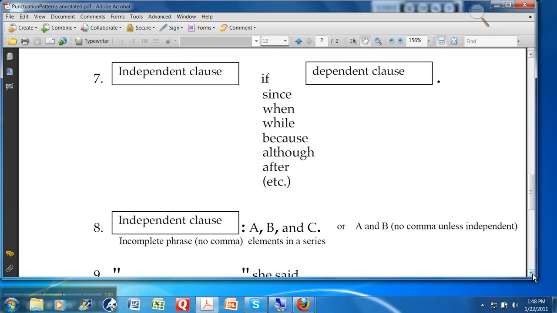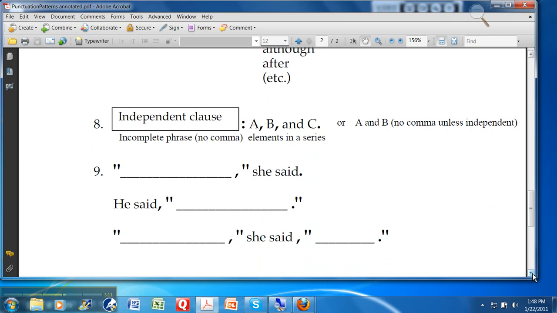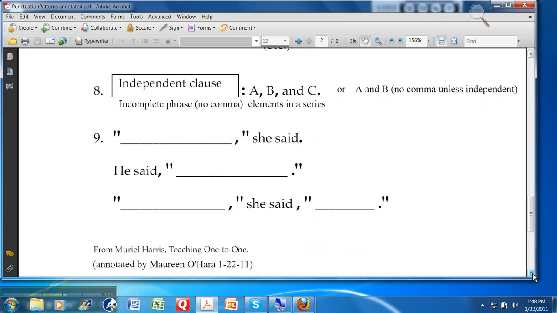Then we have an independent clause, meaning that it's a complete sentence that could stand on its own. Then we can put a colon here, which takes the place of a period, and then we can put in our elements in a series, A, B, C, D. If we only have two items, we can just have A and B if they're dependent clauses or incomplete phrases.